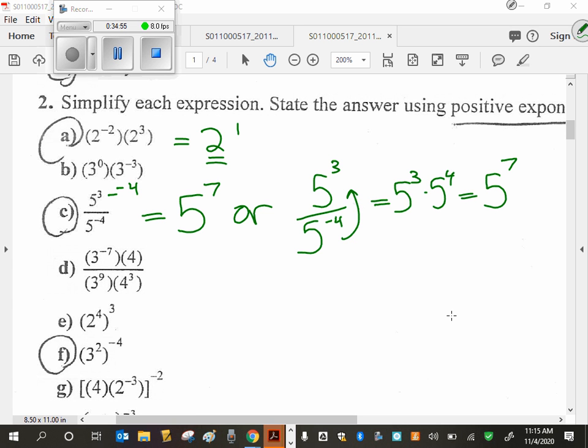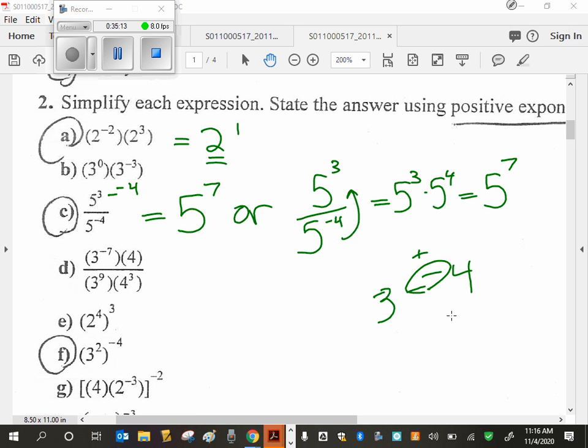That's top one, subtract the bottom one. The bottom one's negative, so when you subtract a negative, it means addition. It's a double sign. So it's 3 subtract negative 4. That's how you get the 7. You don't add them, you subtract them.